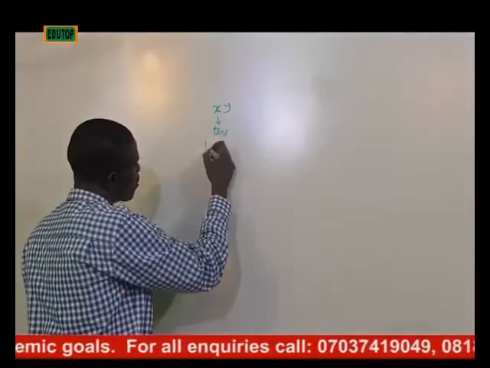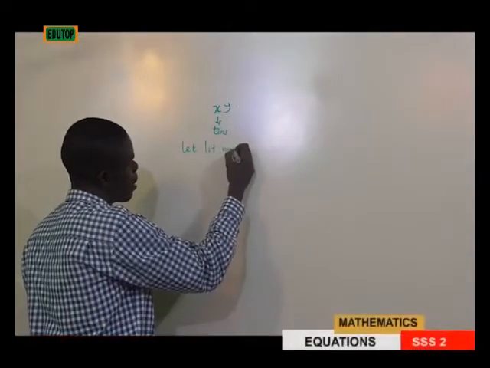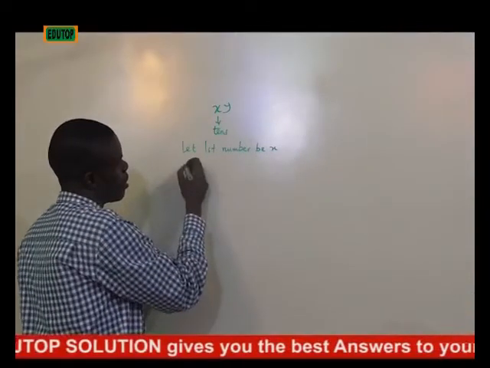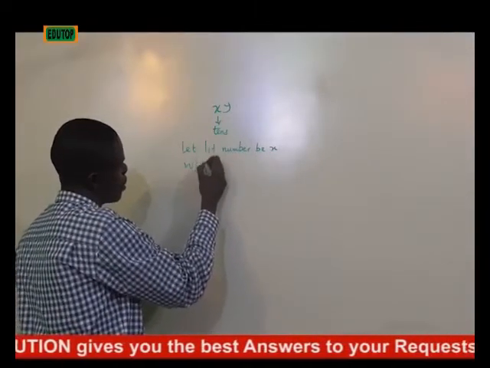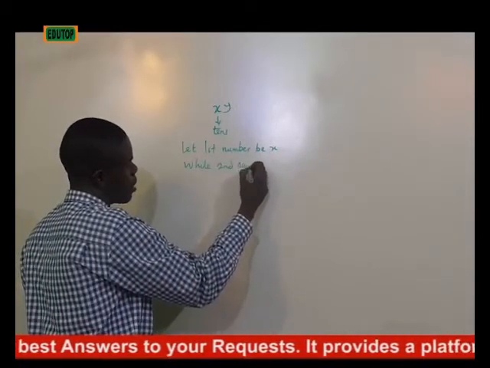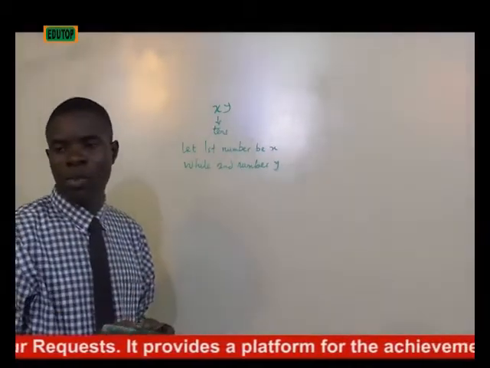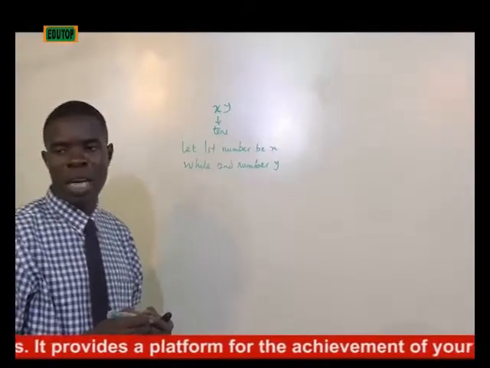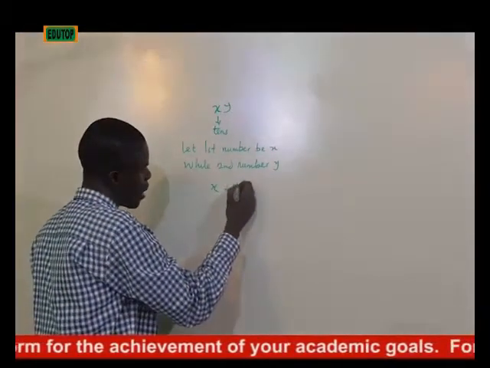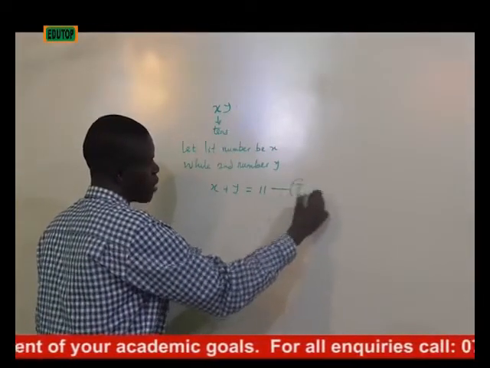So a 2-digit number is such that the sum of its digits is 11. Let the first number be x, while the second number is y. Since the sum of its digits, x plus y, is equal to 11, that is equation 1.